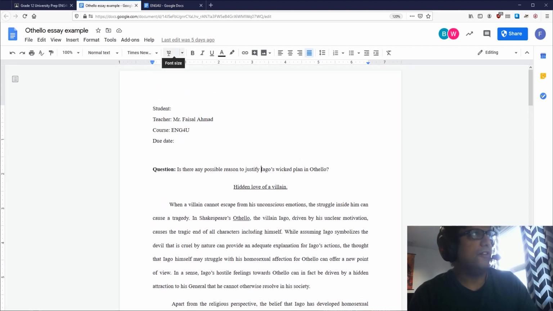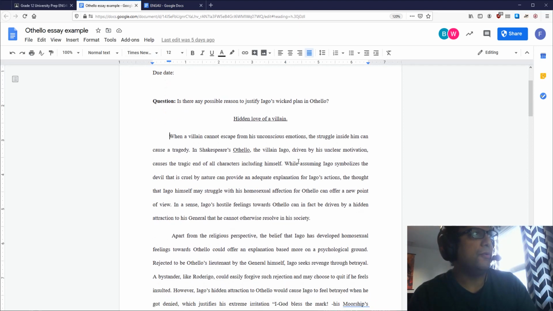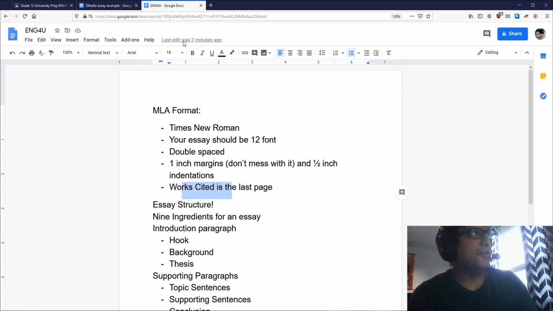So this essay, you see, 12 font, Times New Roman, and then the spacing is double, right? Nice and good right there. And the person didn't mess with their margins, and they've got 1 inch as their indentation. So very good. That's the first thing, so everyone should be able to do that. If you can't do this, then that's a big problem.